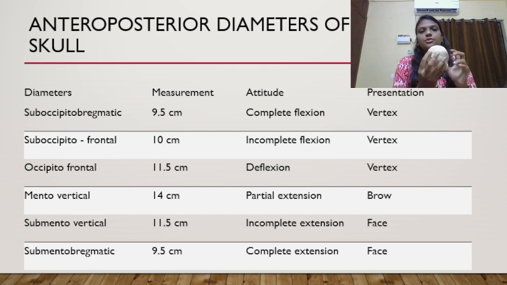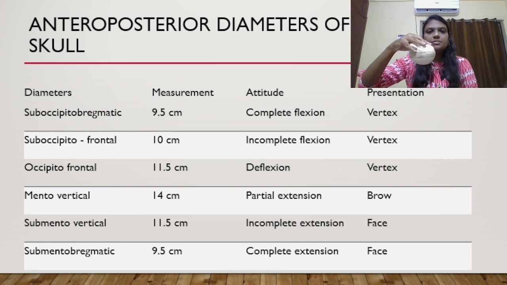From the occipital protuberance to the frontum. This is the occipitofrontal. Occipitofrontal diameter is the diameter of engagement in a deflexed head. It measures about 11.5 centimeter.